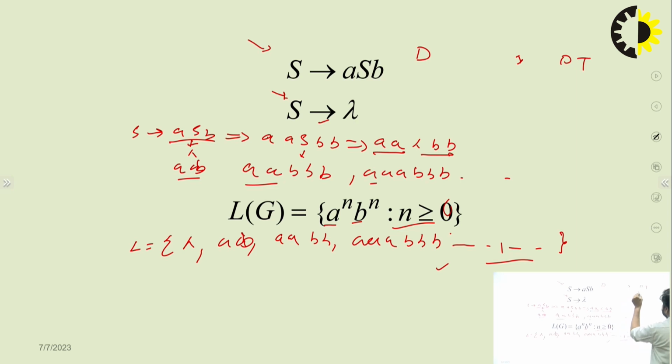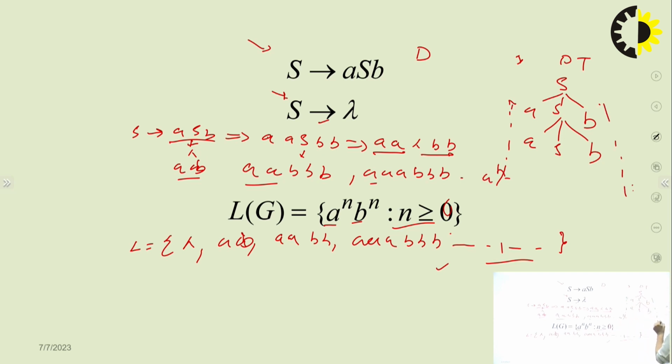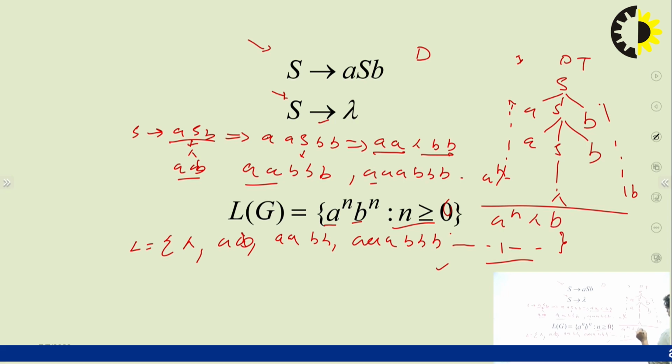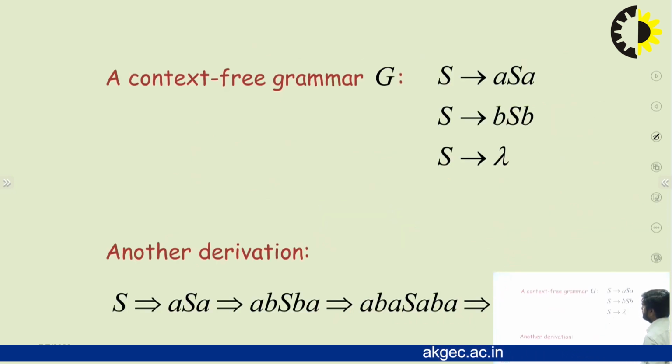Now we take the derivation tree: S, aSb, and again aSb, with the left hand side growth and right hand side growth, the number of a's and number of b's, and epsilon. It generates a to the power n, epsilon, b to the power n, where n is greater than or equal to 0. Now we take another grammar and derive a derivation and derivation tree for it.